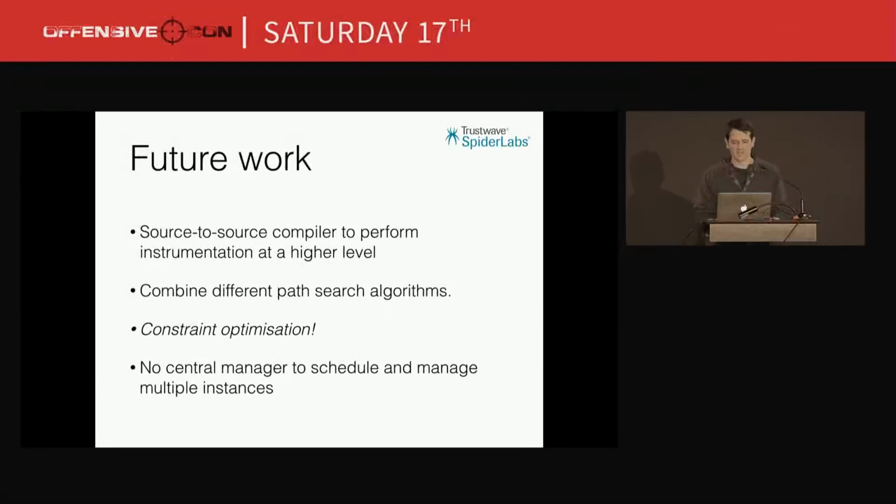There's some future work, obviously. This was just a proof of concept, and it's mostly broken. The next step would be, I guess, to use the source-to-source compiler. Currently, we do instrumentation at this basic block level in GCC itself. It looks quite ugly, so if we use a source-to-source compiler, we can do it at a higher level, and it becomes more flexible. We can combine different path search algorithms, obviously more constraint optimization. And right now there is no central manager like syzkaller, for example, that schedules VMs and can set timeouts, restart VMs if they crash. It's just a single instance, right? And if it crashes, you have to just restart it manually. But again, this is a proof of concept.